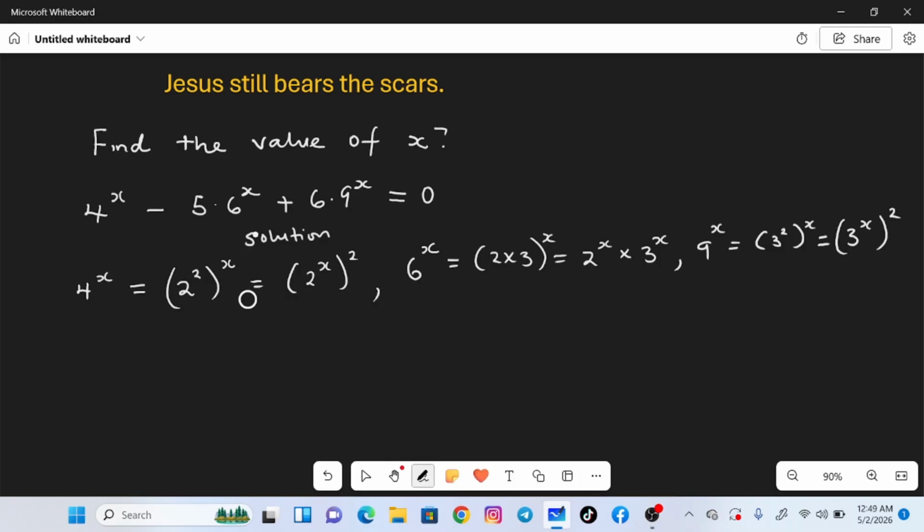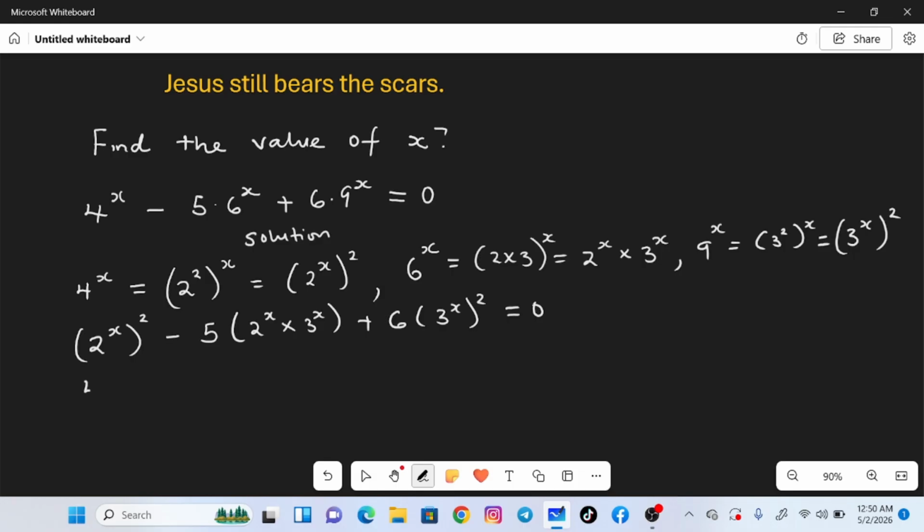So let us substitute this into the given equation. We have 2 raised to power x, everything raised to power 2, minus 5 bracket 2 raised to power x multiplied by 3 raised to power x, plus 6 bracket 3 raised to power x, everything raised to power 2, equal to 0.